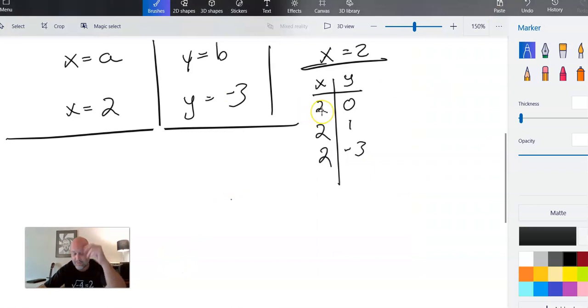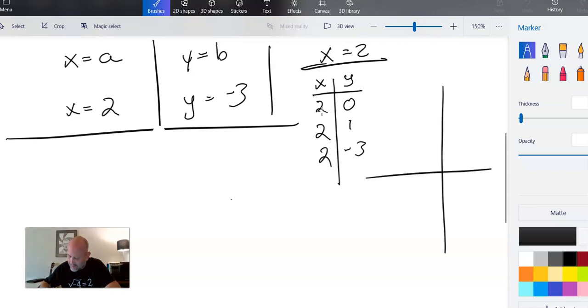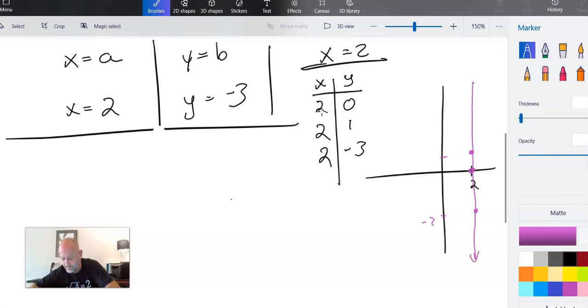And you can actually see that over here too. Even with these points, if you just plot them, right? So here's x is 2. So let's see, 2, 0. It's right there. There we go. 2, 1. Okay, 1's there, so that puts it right on top. 2, -3. So if -3 is down here, that puts it down here. And if you notice, you connect the dots, and you have a vertical line. Right? And so anytime you have x equals, this is a vertical line.